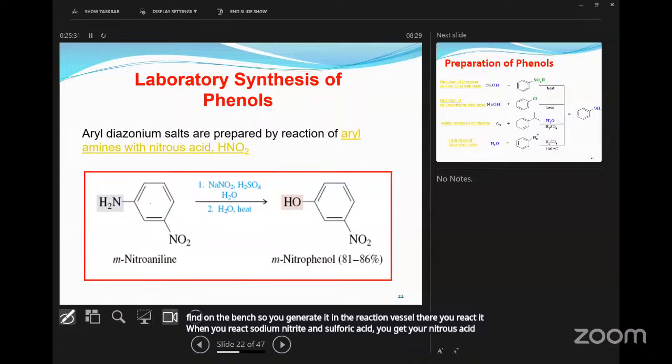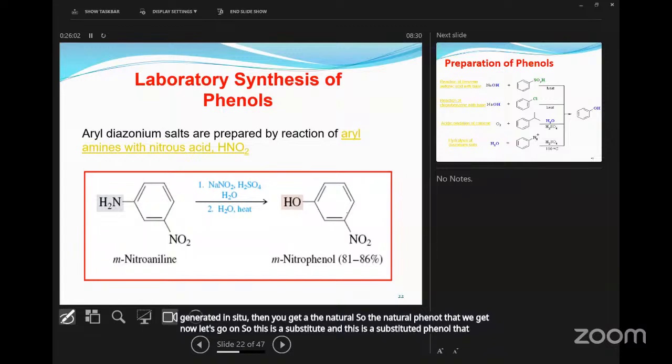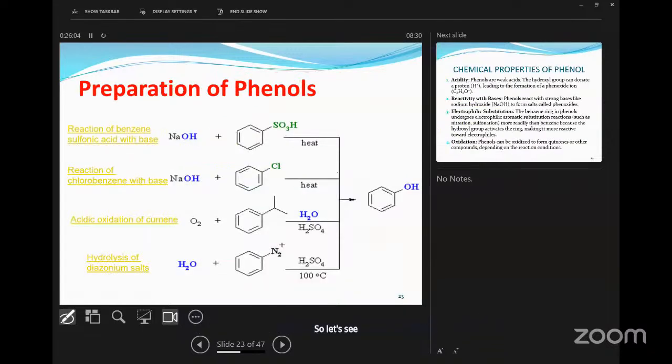When you react sodium nitrite and sulfuric acid, you get your nitrous acid. And when you now react it with an aryl amine, here the nitroaniline, you then get your nitrophenol. This is what we call an aryl amine, because this is an amine. When you react it with nitrous acid, generated in situ, you get the nitrophenol. This is a substituted phenol that you have gotten here. So let's see some other preparations that will give you just phenol only.